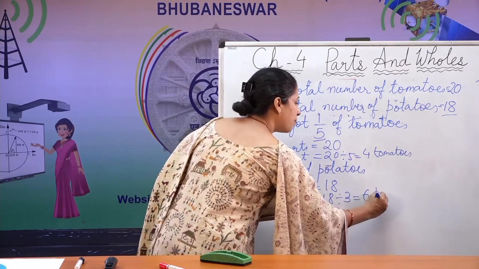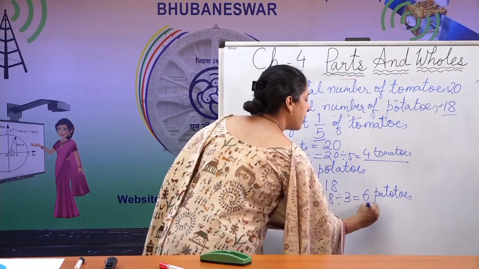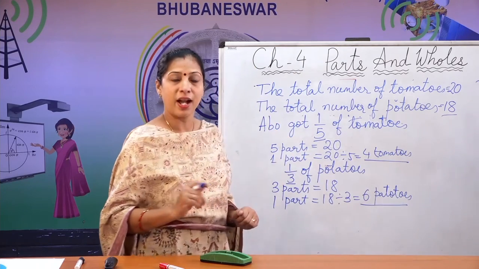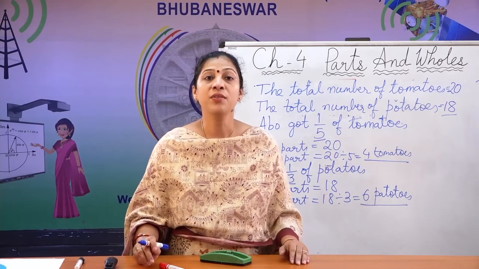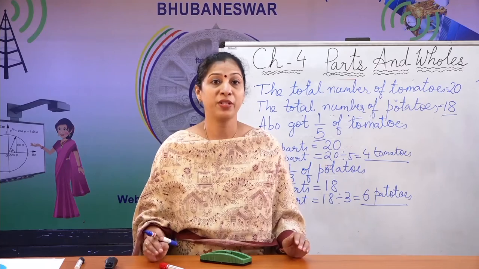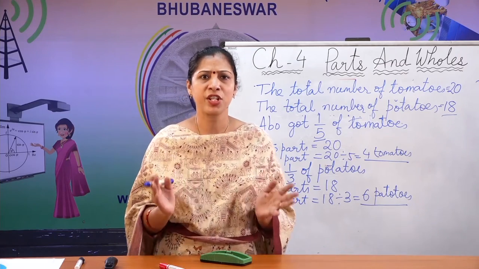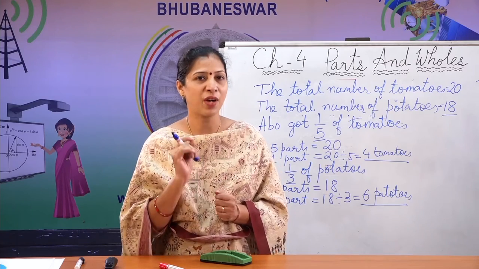So Abbu got 4 tomatoes and 6 potatoes. Understood, children? So now you have to find out on your own how many tomatoes Srija got and how many potatoes Srija got. So I will give you one clue.